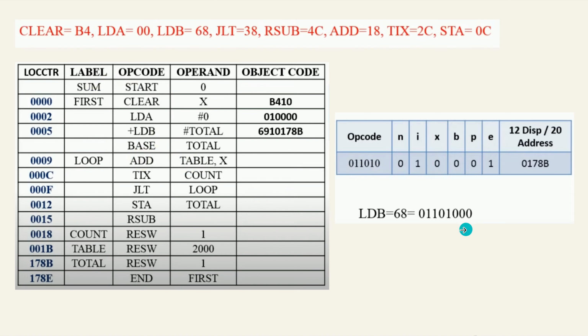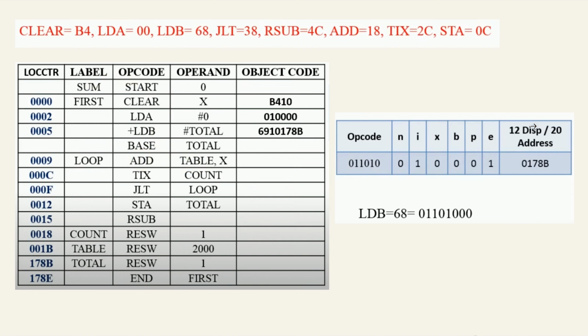So we are going to take the first 6 bits. Correct? First 6 bits, because opcode occupies 6 bits in format 4. And hence we'll represent it over here like this. This is the space for opcode. It occupies 6 bits, so it is going to be 011010, 1, 2, 3, 4, 5, 6. Okay. Now this is the place for storing our flags NIXBPE, and this is for address.